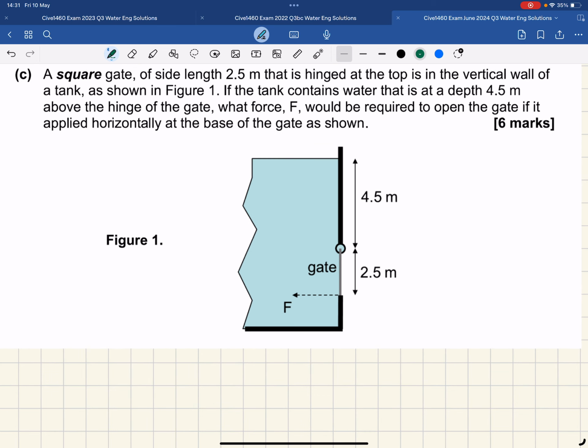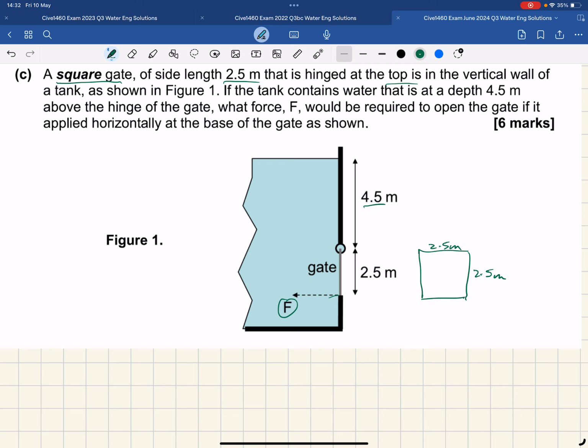So we've got a square gate, side length 2.5. So here's our gate. Can actually draw it here. Square gate, 2.5 meters by 2.5 meters. Hinged at the top, vertical wall. This makes things a bit simpler. It's down at a depth of 4.5 meters to the hinge. It says what force F is required to open this gate.